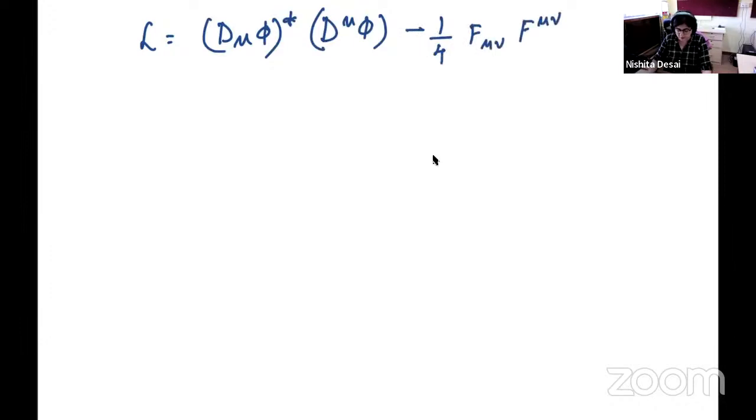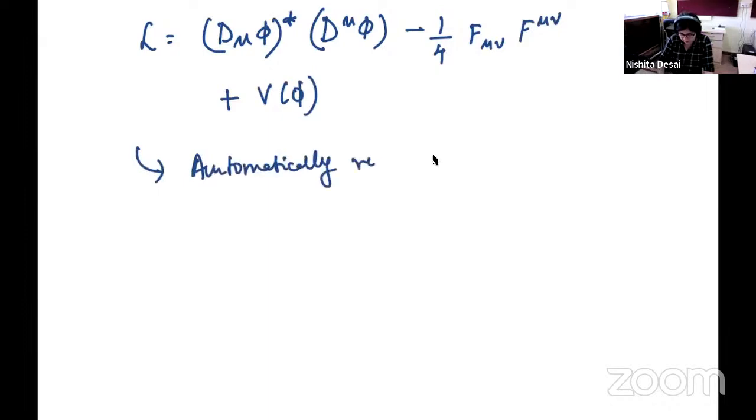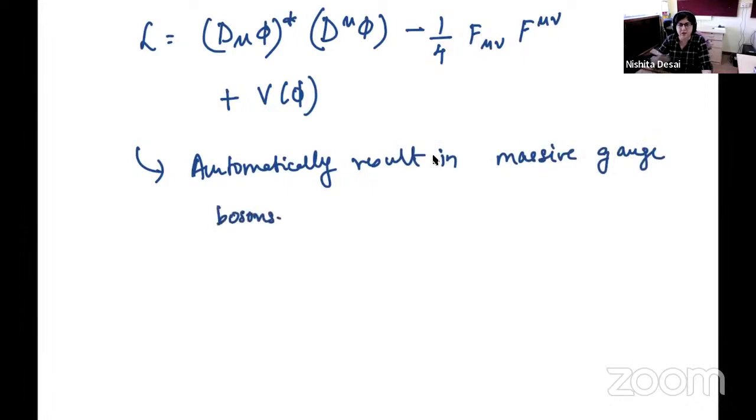So if your Lagrangian is this, okay, and you can also have this. So if you write down a Lagrangian like this, it will automatically result in massive gauge bosons. Okay. So this is the essence of the Higgs mechanism.